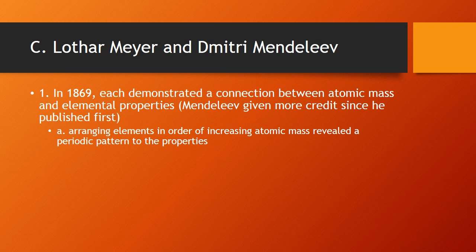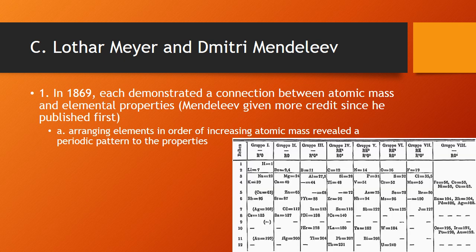So Mendeleev basically did the same thing that Newlands did before. He arranged the elements in order by their increasing atomic mass, and this showed him that there was a periodic pattern to the properties. In a predictable way, the properties seemed to repeat. So here's a picture of Mendeleev's table.